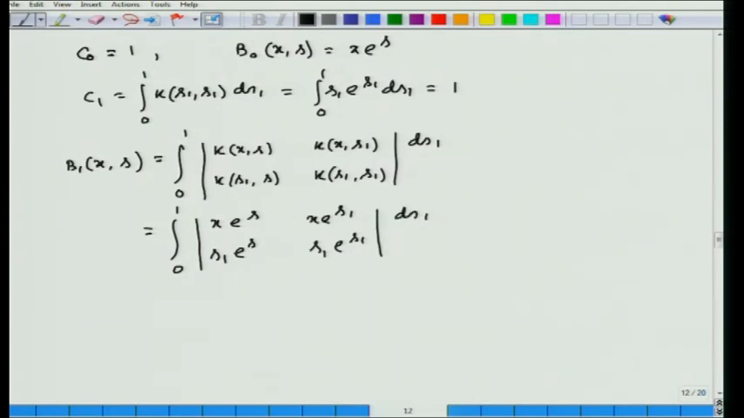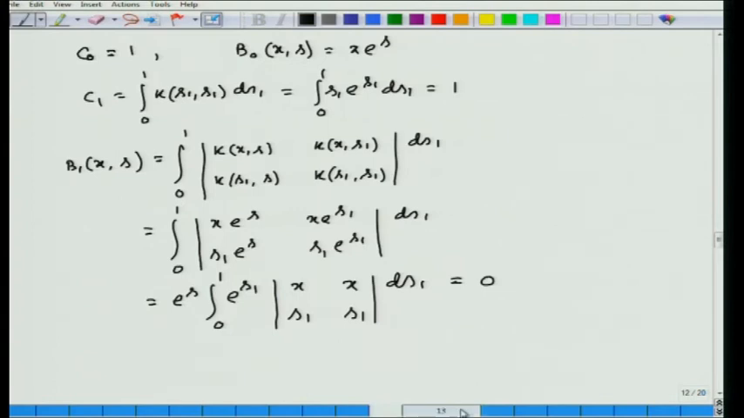So, from the first column we can take e to the power s common, from the second column we can take out e to the power s1 common. So, e to the power s integral 0 to 1 e to the power s1, then determinant x s1 x s1 ds1, this determinant is 0. So, clearly B1 x comma s is equal to 0.